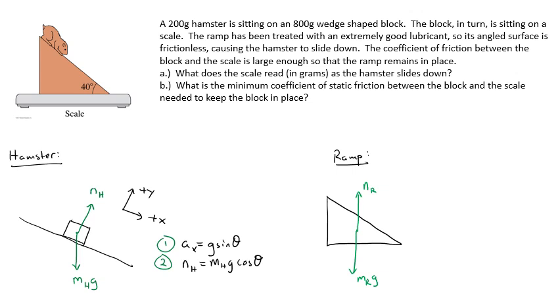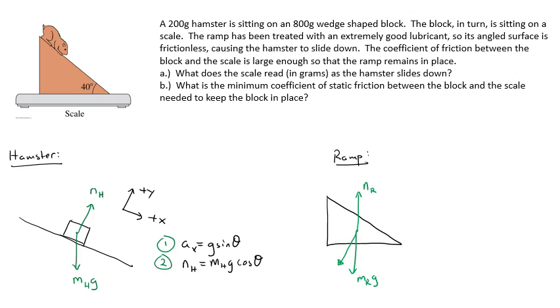What else is touching the ramp? The hamster, right? So the hamster is exerting a force this way. And now that's the tricky part of this problem. You think about it, what is this force? That's the force from the hamster on the ramp.